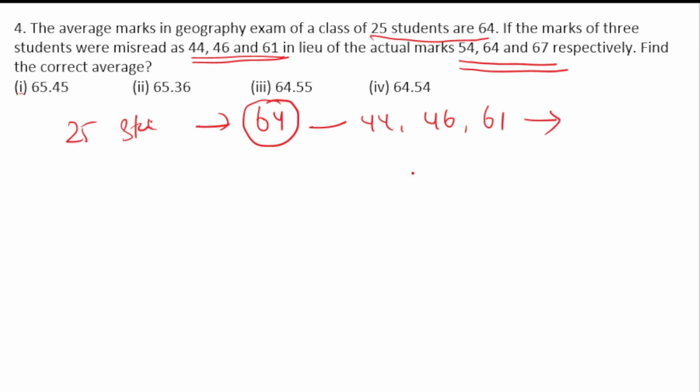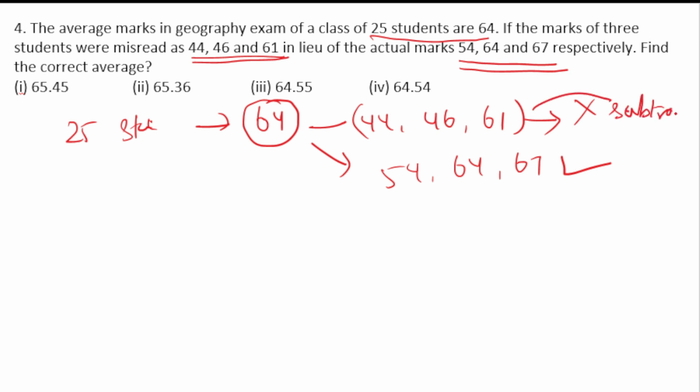But what are the actual marks? They are 54, 64 and 67. These are the correct marks and these are the wrong marks. So what shall we do here? We will subtract the wrong marks. We will subtract these all and we will add these all.